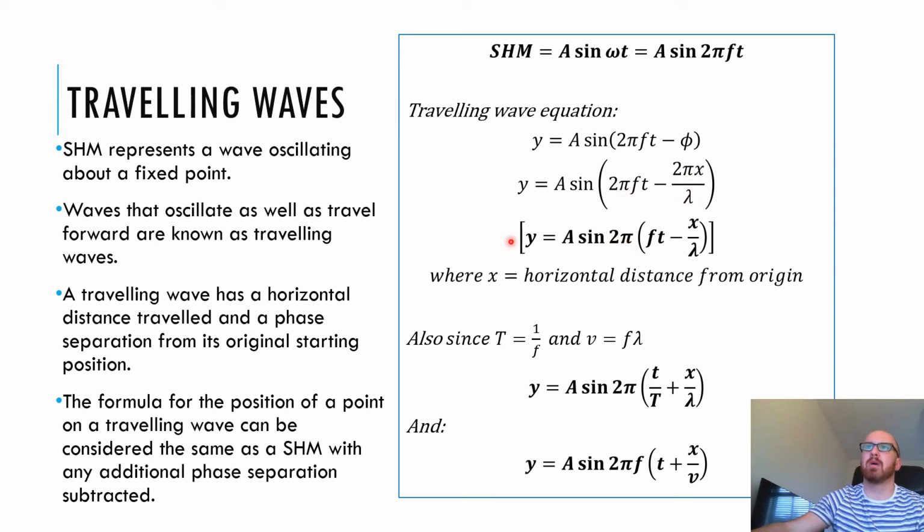The 2 pi comes out and you get your formula here, where x is a horizontal distance from the origin, just like we did a couple of slides ago. But also, because T is 1 over f, period is 1 over frequency, and v equals f lambda, you can substitute these back into this formula and get these two formulas as well. You're given this in the formula sheet, you're not given these, you're expected to be able to put them in if you need to. So if you're asked a question in the tutorial that gives you period, say, and wavelength and time, but doesn't give you some of these, you can put that in there.